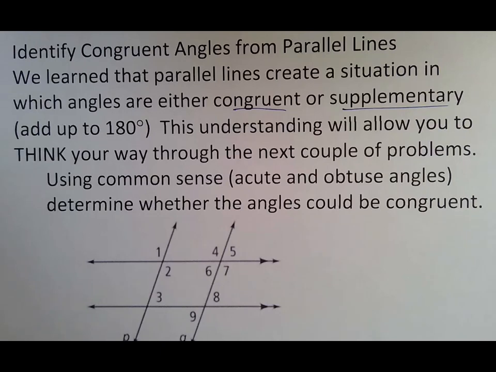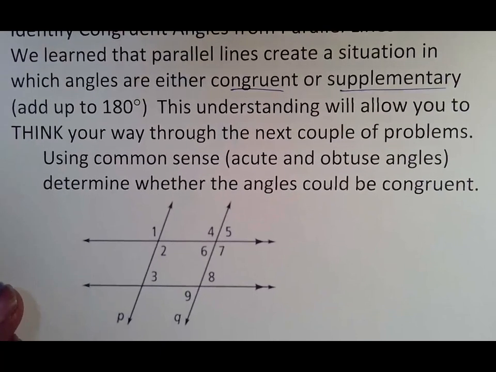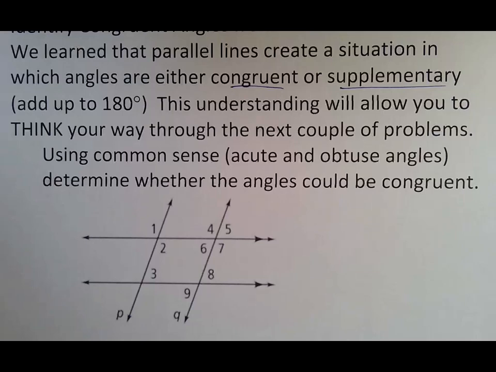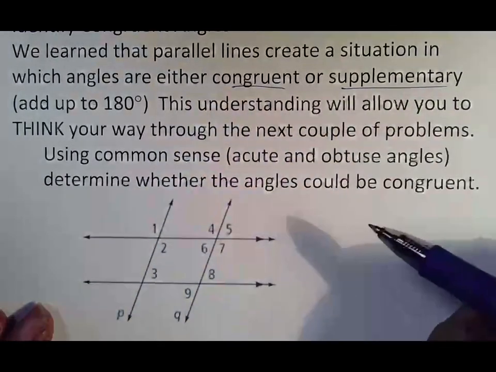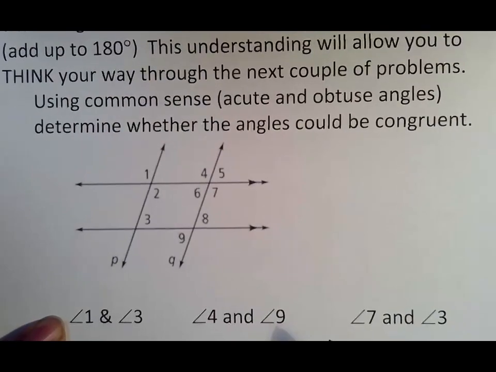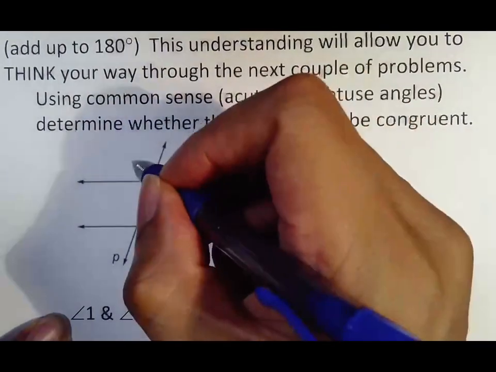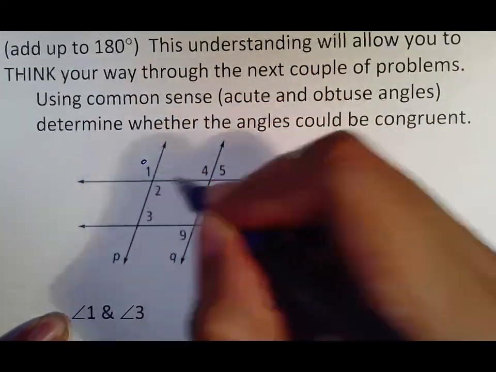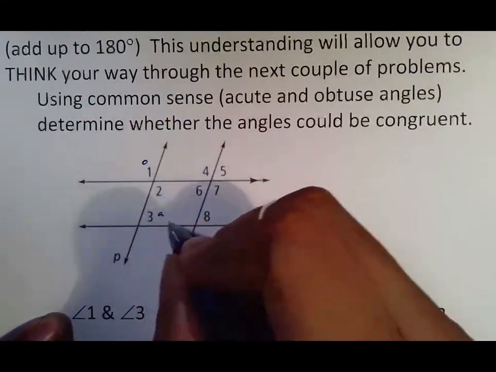Remember, our common sense that we used was if both angles are acute, then they're congruent. If both angles look obtuse, then they're probably congruent. And if they're not, that means they're supplementary, because those are the only two options you have. So, if you're looking at angle 1 and angle 3, could they be congruent? Let's see, 1 is obtuse, it's bigger than 90. 3 is acute, it's smaller than 90.